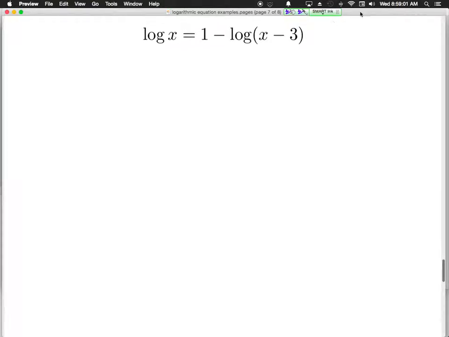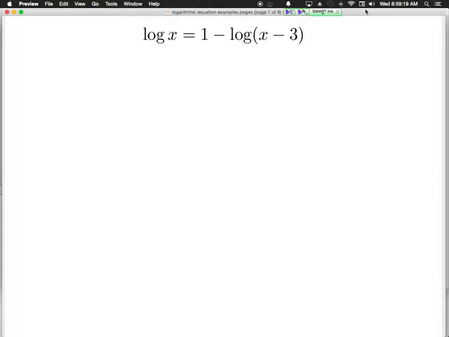Okay, so here's a new type. So far, I've just got one log. The second type was what? Multiple logarithms where everything is a log. And this one is, I've got multiple logs, but not everything's a log. So those are our 3 different types.